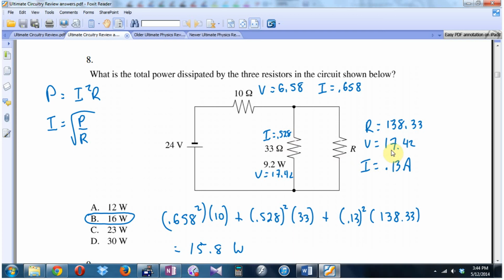Then I just started finding stuff, and then I said, okay, what's total power? I went I squared R plus I squared R plus I squared R, apparently. You could have gone VI, VI, and VI. Is that all right? I don't think I'm going to be asking you to find a multiple power in a circuit question.